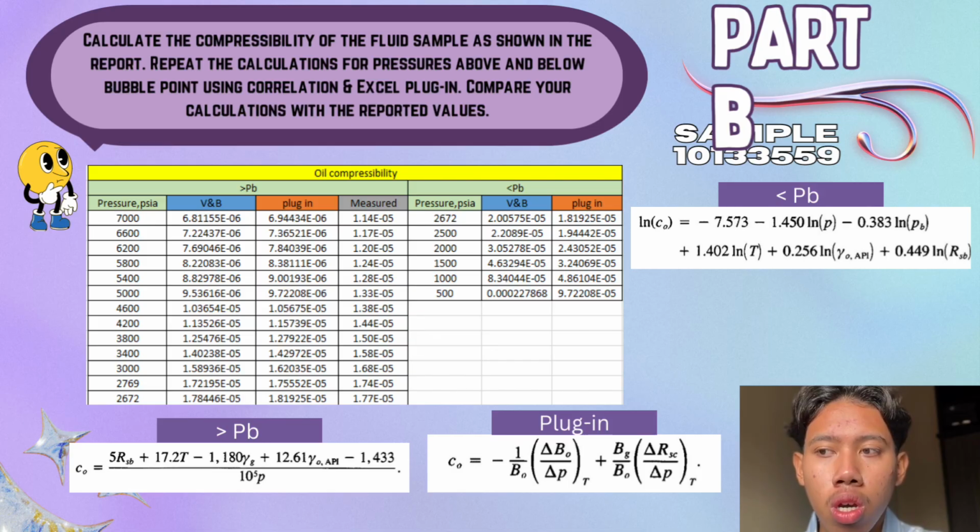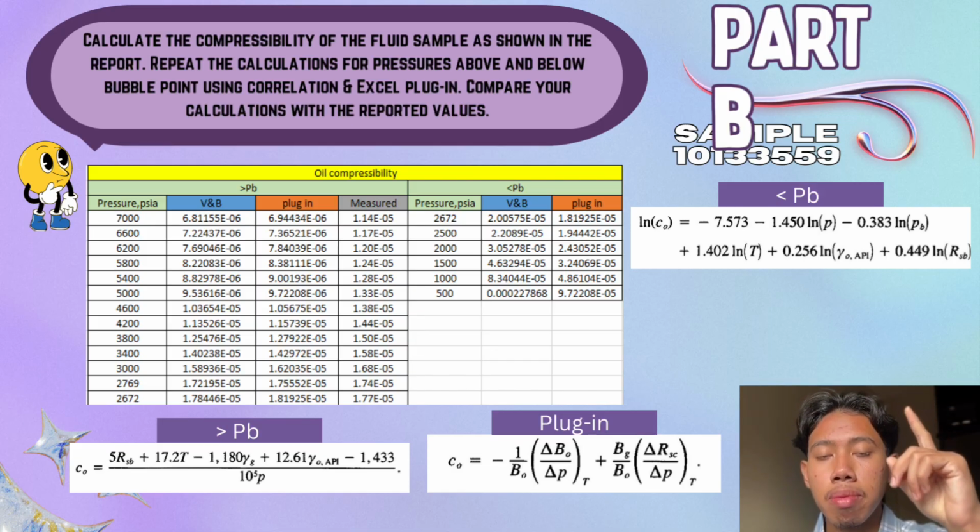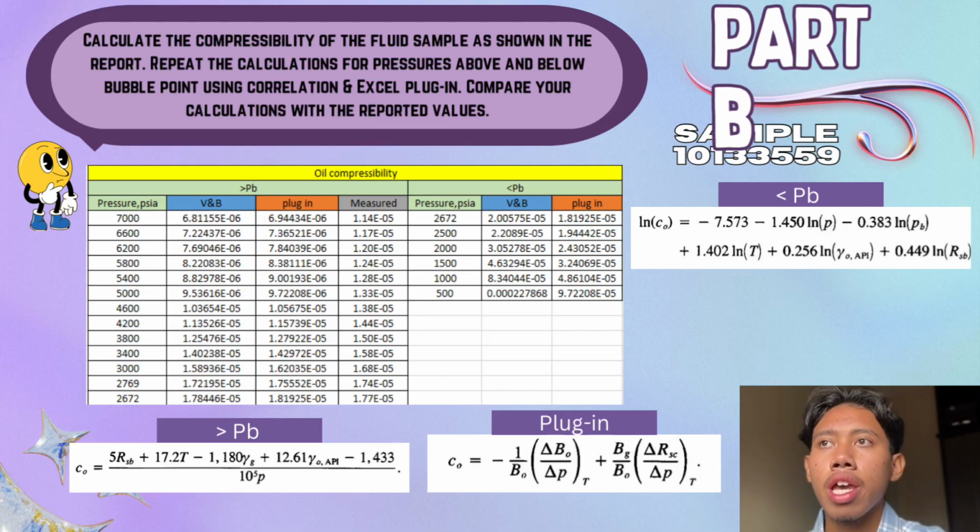So we have the oil compressibility that has been stated in the report, and when we need to determine the oil compressibility by using the correlation, I have stated the formula for above bubble point and below bubble point, and also the plug-in formula that can be used to determine the oil compressibility. As we can see in the slide, this is the result of oil compressibility that I have calculated using the correlation of Pascal's and Beck's, the plug-in, and also the measured data.